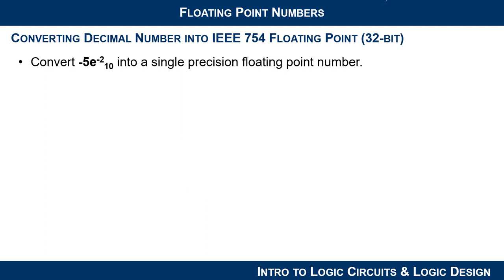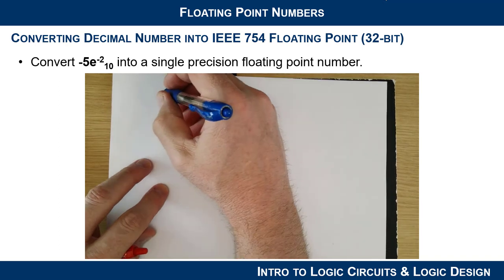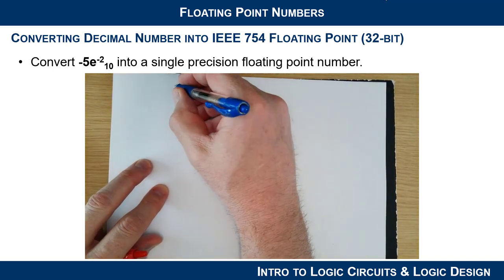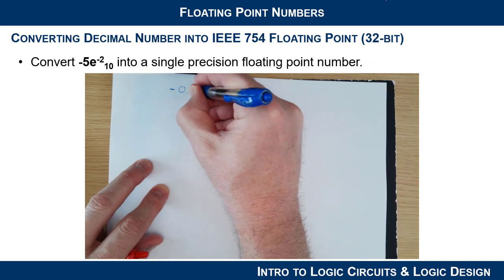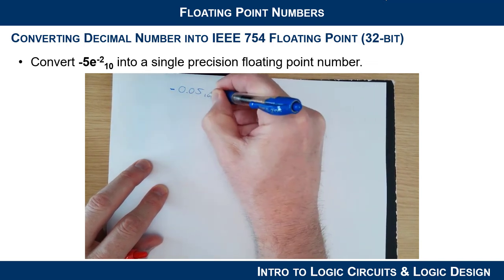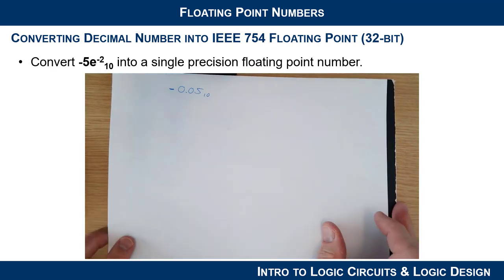Okay, so let's do a different style of number where we're going to float the radix point a different way. So commonly you'll see a number like -5e^-2 base 10. What does that mean? It basically means that's scientific notation for a number in decimal where you've already done the shifting. So this actually represents -0.05 decimal. And that's just how we write it in engineering notation, versus regular notation.